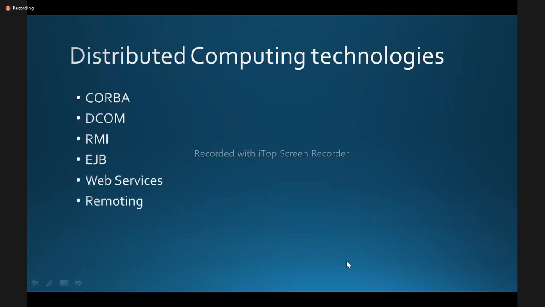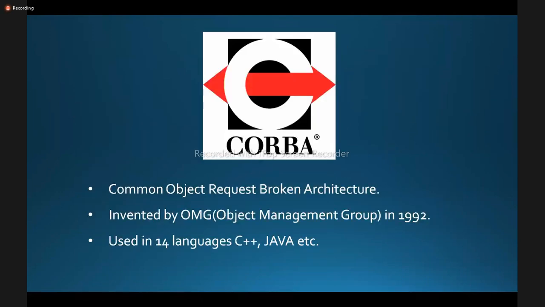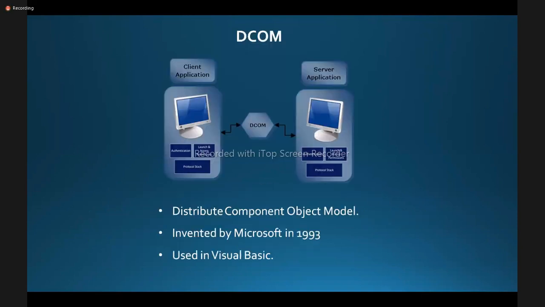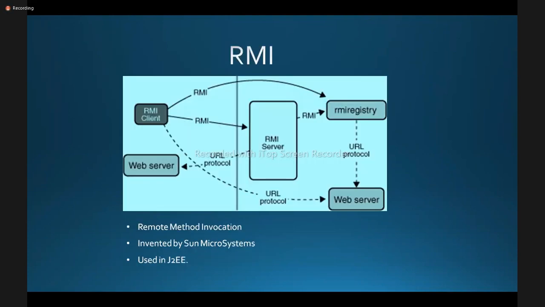These are distributed computing technologies: Corba, DCOM, RMI, EJB, web services, remoting. Corba is Common Object Request Broker Architecture, invented by the OMG Group in 1992, and it is used in more than 14 languages. We have DCOM, Distributed Component Object Model, invented by Microsoft. It is used in languages like Visual Basic. We have RMI, Remote Method Invocation, invented by Sun Microsystems, used in J2EE.